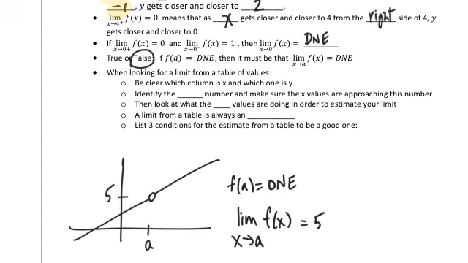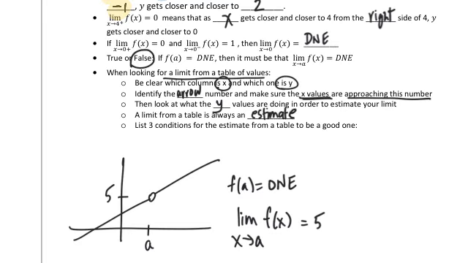So just because the function doesn't exist at a particular value, it doesn't mean that the limit doesn't exist at that particular x value. Okay, and then we said that when we're looking for a limit from a table of values, you want to be clear which column or row is x and which is y. You want to identify the arrow number and make sure that the x values are approaching this number. Then you look at the y values and you look at what they are doing in order to estimate your limit. A limit from a table is always an estimate.